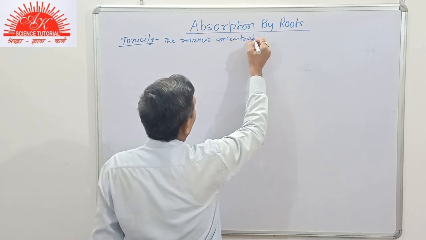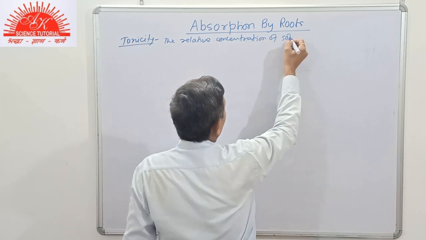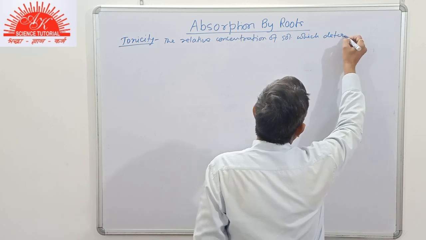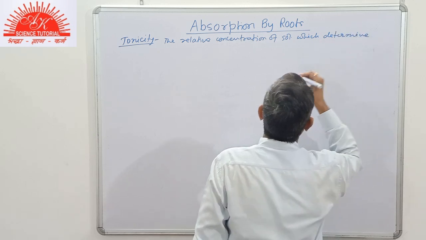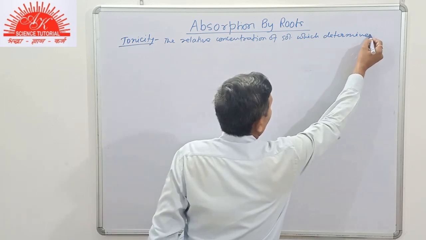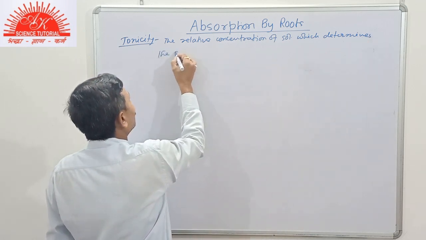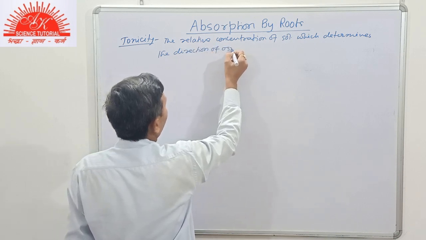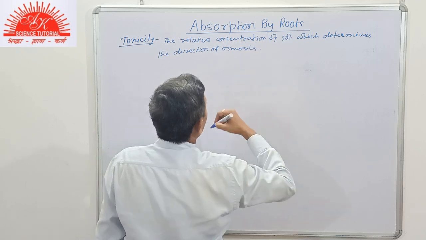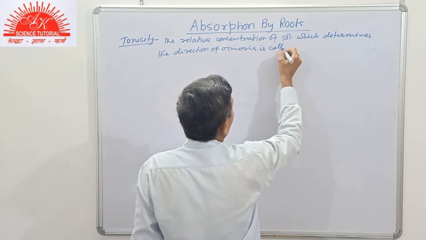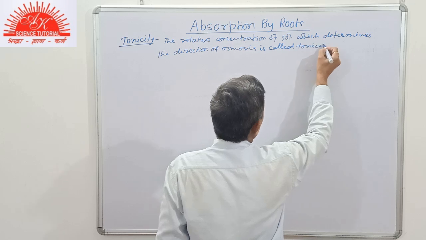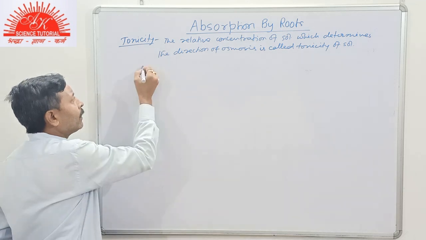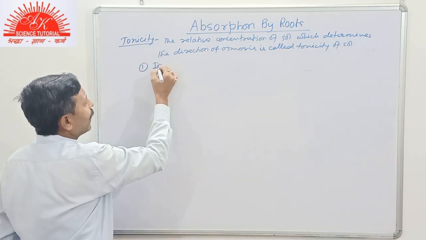Relative concentration of solution, which determines the direction of osmosis, is called tonicity of solution. Now you see, there are three types of it. First, isotonic.